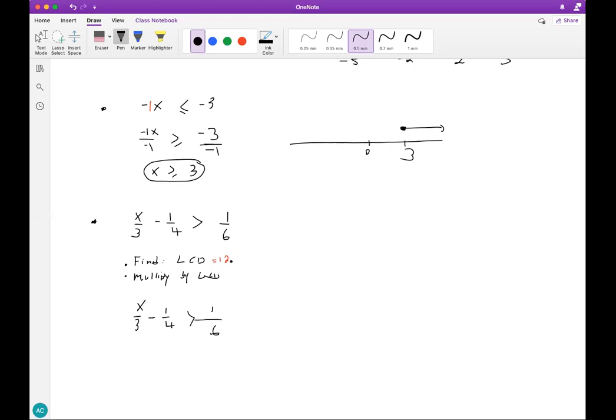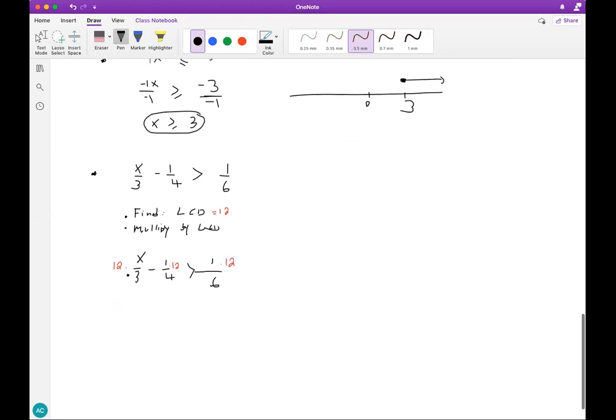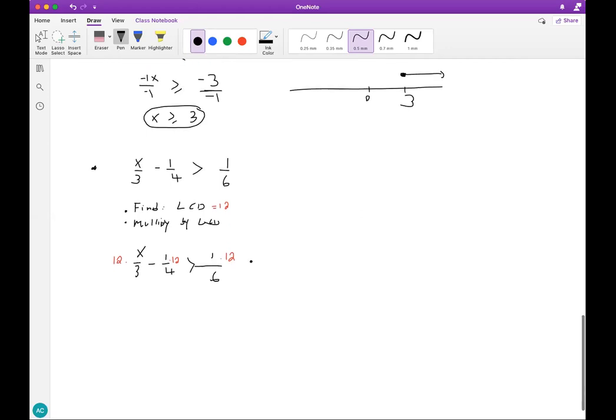So now that we know the LCD is 12, we're just going to multiply. We're going to write 12 next to each fraction, all of these fractions, so 12, and also here, 12. Okay, so you write the 12 next to all of them, and what do you do next? Remember, we're trying to cancel the fractions, so what are we going to do now?